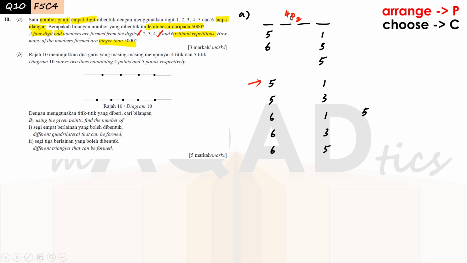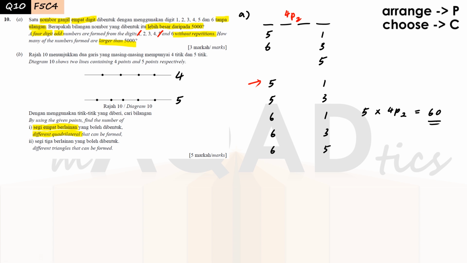Okay, so we're going to use this and multiply with the 5 here to get our answer, which is 60. And for part B, we have these 2 lines. The first line we have 4 points, the second line we have 5 points, and from these points we need to find out the number of quadrilaterals that can be formed.